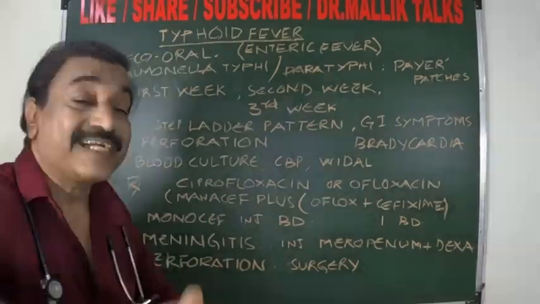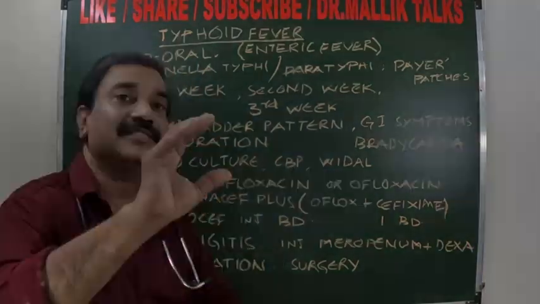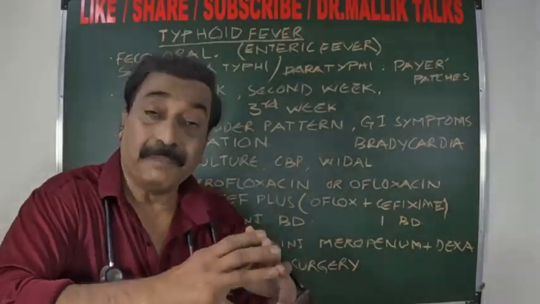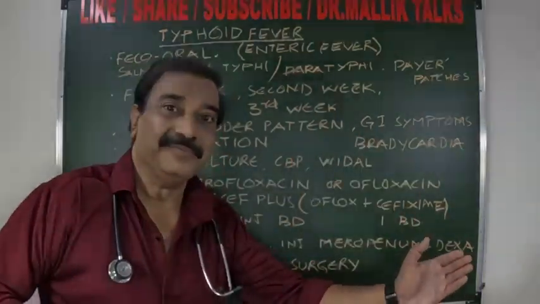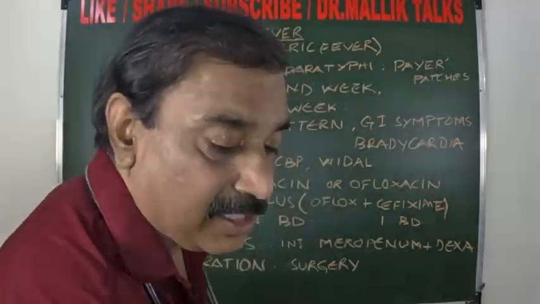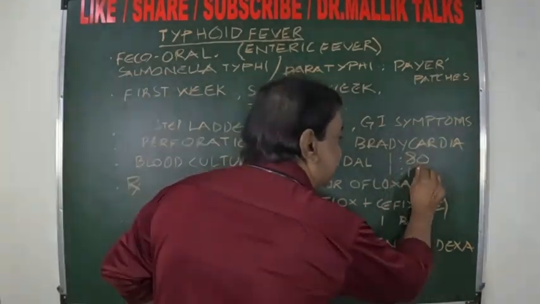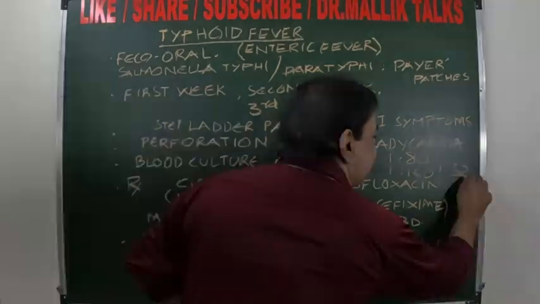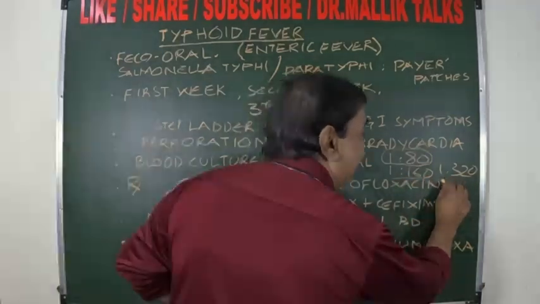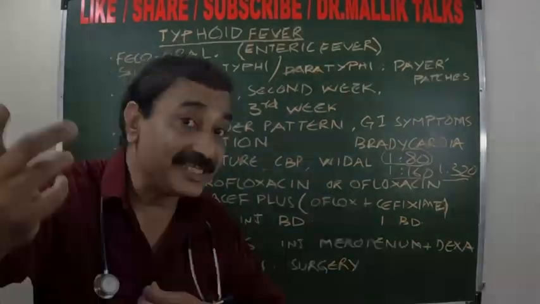And when it comes to the second week, the Widal test becomes very, very important. The Widal test is nothing but the antibody titer in the blood, the antibodies to the typhoid antigen. Usually you see it as 1:80 or 1:160 or 1:320. Up to 1:80 we can take it a little casually, but 1:160 and 1:320 are very, very significant. This is called the Widal test. Usually it becomes positive in the second week.